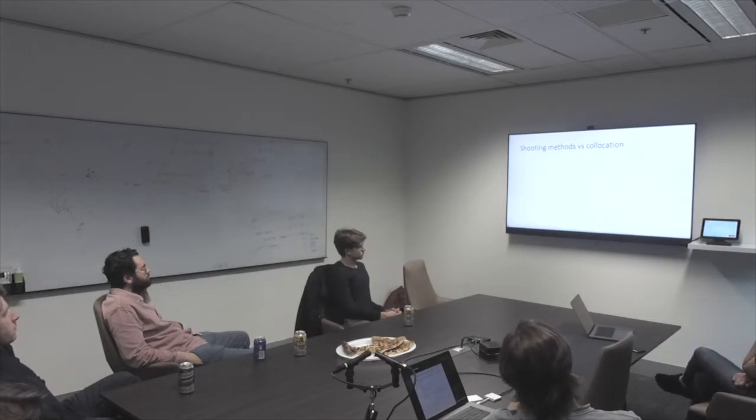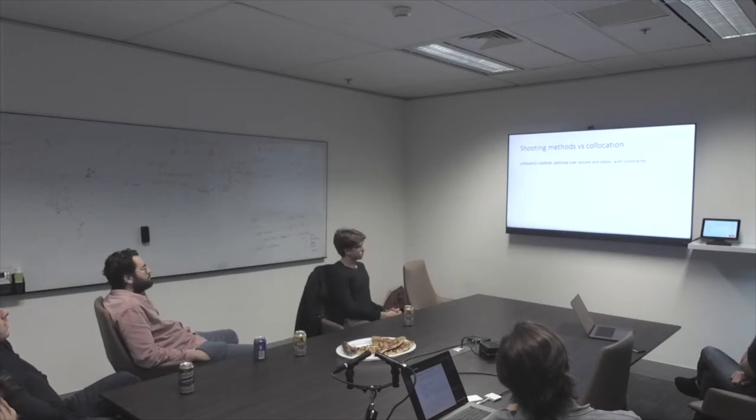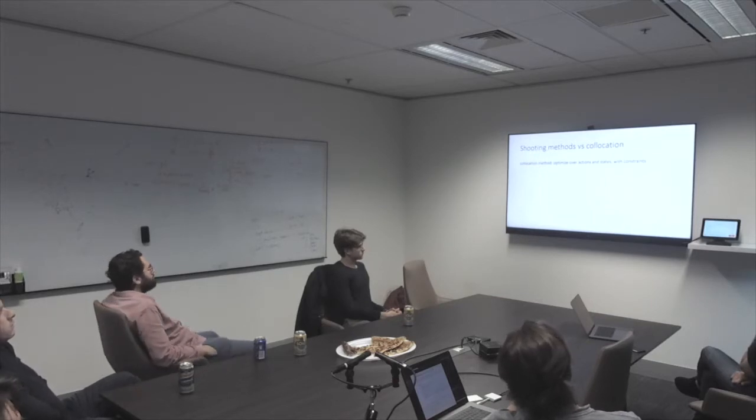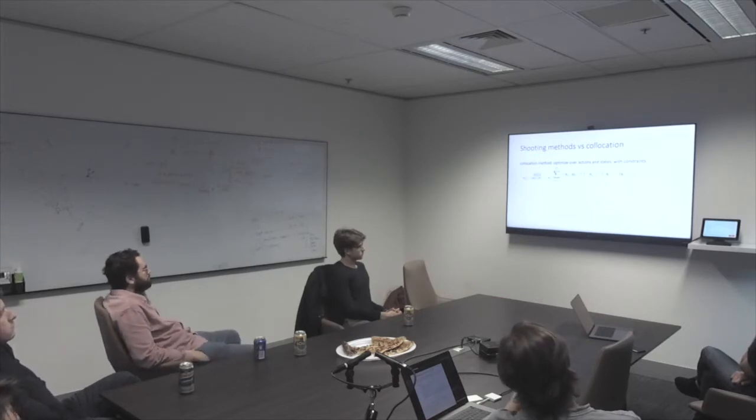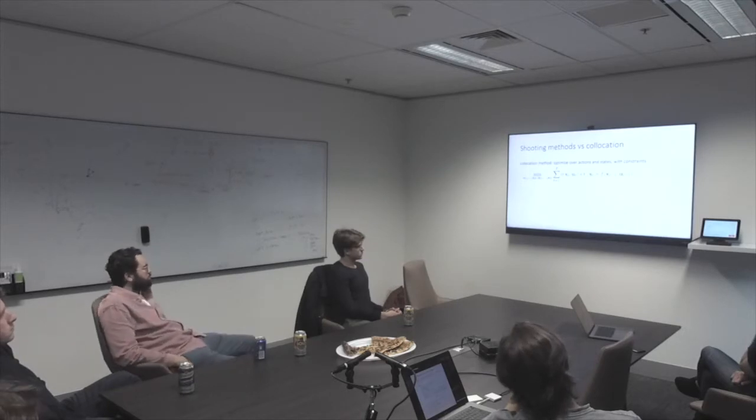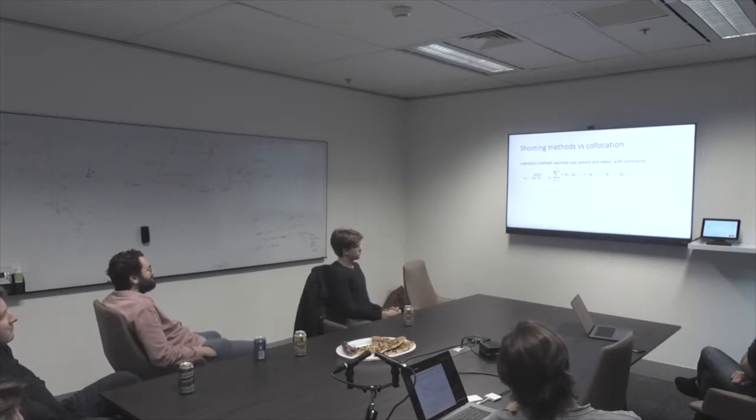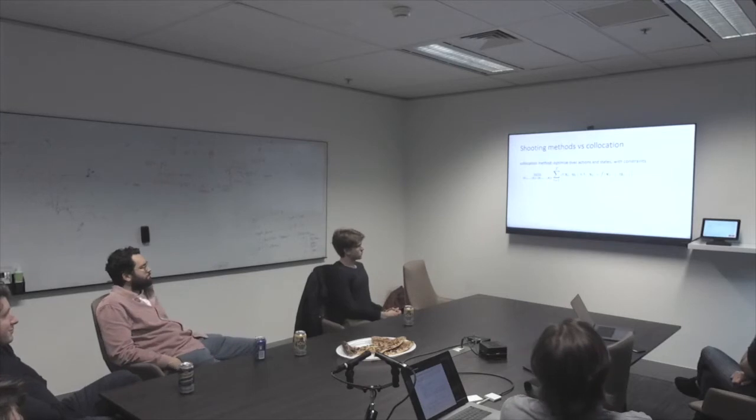There is an alternative which is called the collocation method. We won't talk about collocation methods too much in this course, but I just wanted to introduce the term so that you are aware of it. If you hear somebody say, "I'm not using a shooting method, I'm using a collocation method, because I'm cooler than you are," what they really mean is that they're optimizing over states, and they're enforcing this constraint.